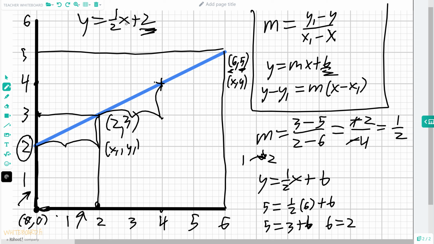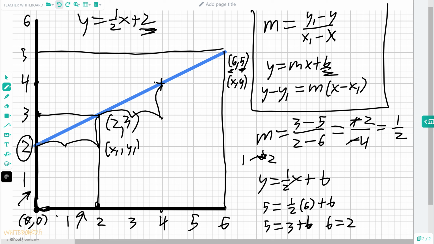And we know this because if we plug in 0 for x, we get 0 times 1 over 2, which is 0, plus 2, which equals 2. So that's why the b value is going to equal wherever the graph crosses the y-axis. So that's for slope-intercept form.